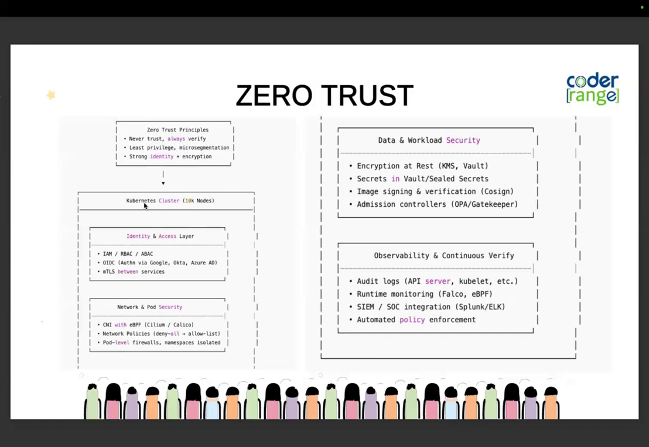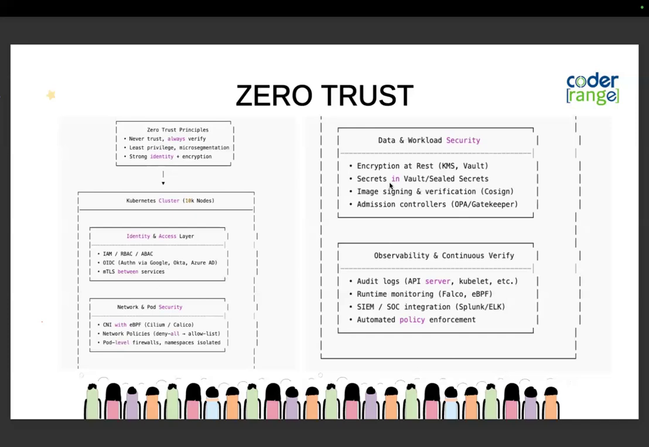So generally, let's take a Kubernetes cluster which has 10K nodes running. In these 10K nodes, how it's happening is they have an identity and access layer, which has your RBAC and all these things. And as I told you, transport layer security between services will be there. And the network and pod security also will be there, where the network policies will be there. Pod level firewalls will be there. Namespaces will be isolated. A lot of this is real project implementation.